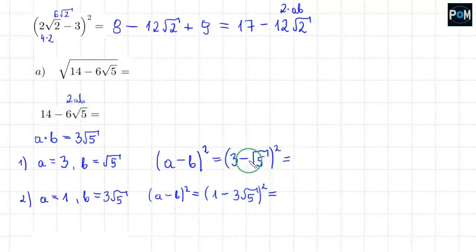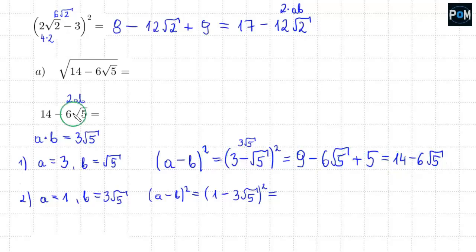We check the first operation. Here it's 3. 3 squared is 9. I take this sign from here, which is minus. Then I multiply this by that, which gives me 3 times the square root of 5. And I need to double it. So that makes 6 times the square root of 5. And then add the square root of 5 raised to the power of 2. That is 5. I reduce 9 and 5 and get 14, minus 6 square roots of 5. From this, I got exactly what is here.